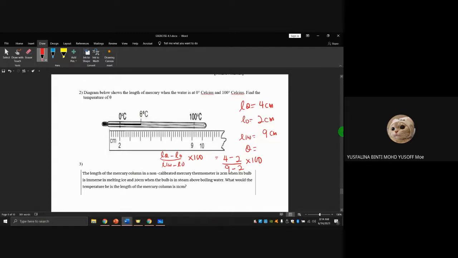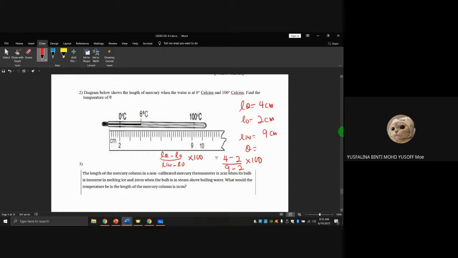Oh, sorry, teacher, this experiment can only be done with water. Yes, because we already know for water, the boiling point is 100. If you use other liquids, they have different boiling points. So for water it is already fixed, 0 and 100. So that's why we use the water.